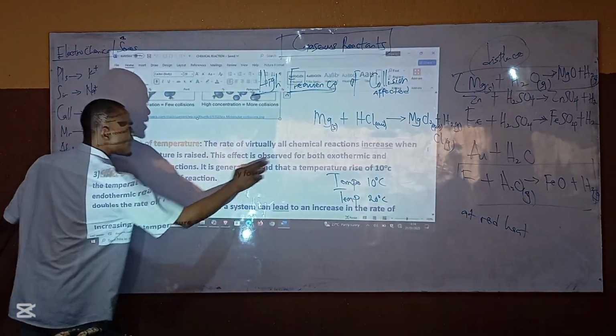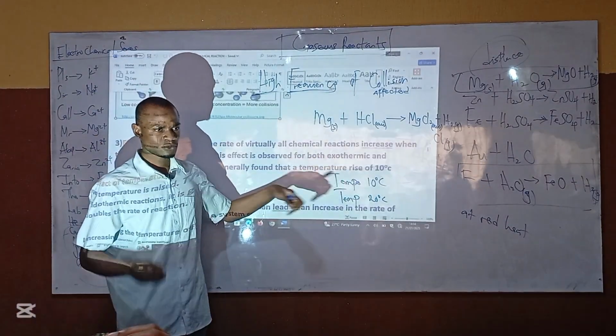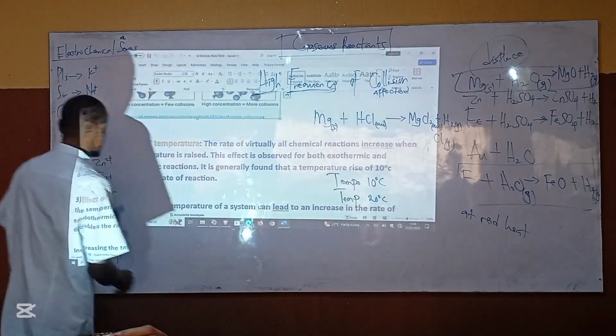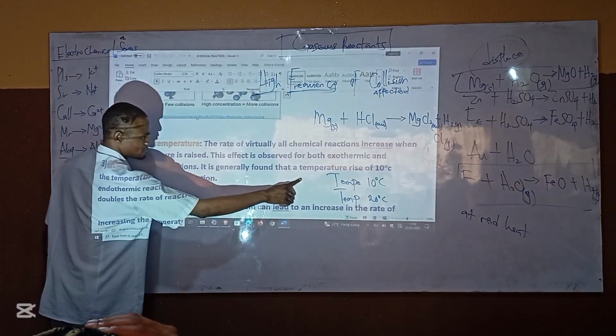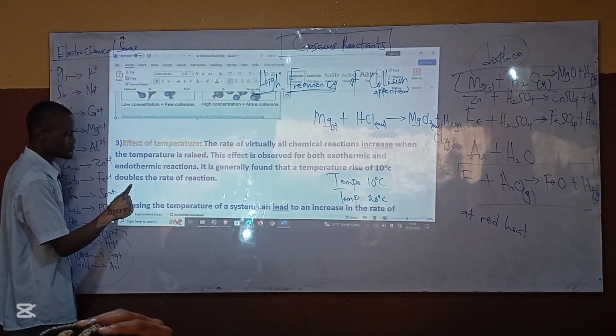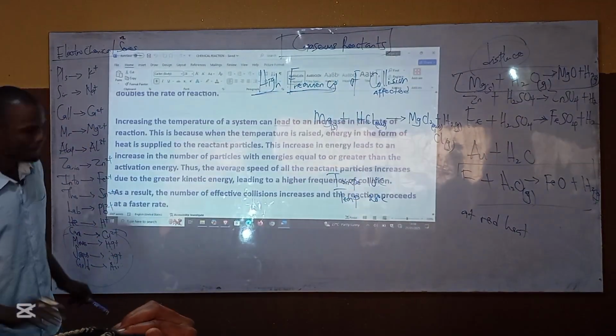For both exothermic and endothermic reactions. What of exothermic? When heat is given out. What of endothermic? When heat is absorbed. It is generally what? Double the rate of reaction.